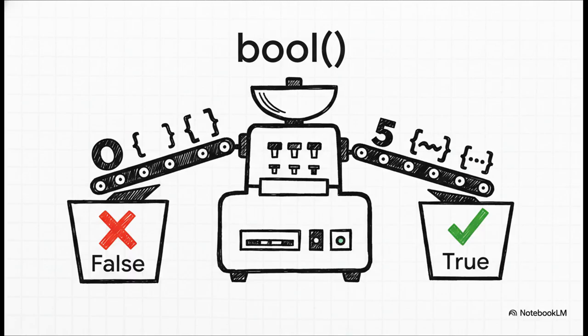And then there's bool. This one works a little differently. It's all about whether a value is considered empty or not. Python has this idea of truthy and falsy values. So things that are 0 or totally empty, like an empty string or an empty list, Python sees all of those as false. Literally everything else in the universe is considered true.